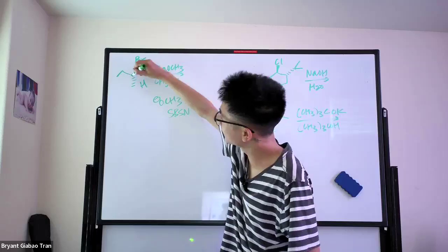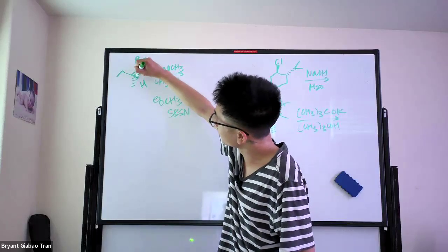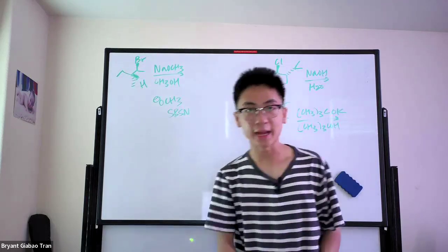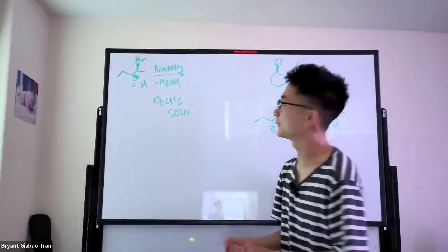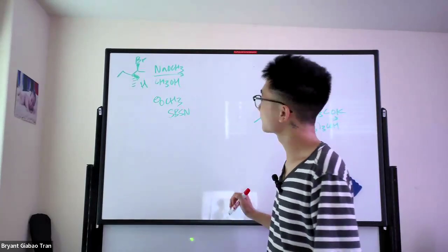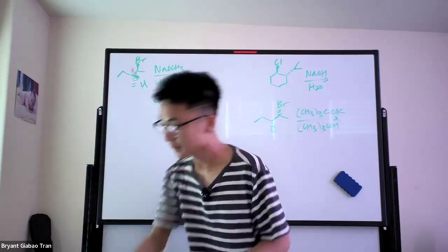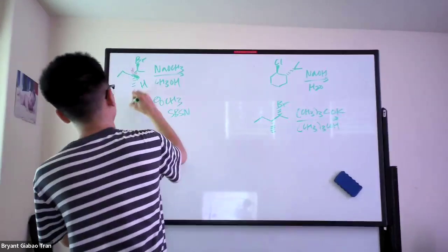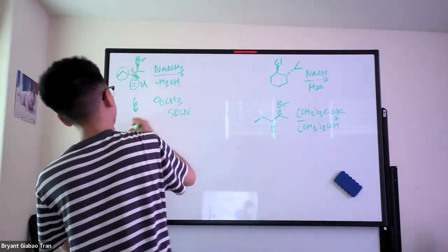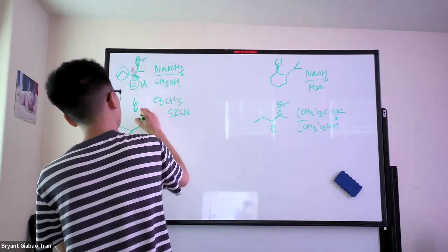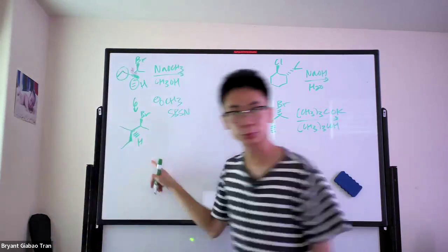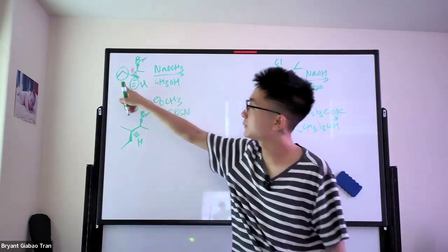A wedge. And for the mechanism of the E2 reaction, it's an anti-periplanar transition state. Is this beta hydrogen anti to the leaving group? No. So what can we do to make it anti to the leaving group? Rotate. Yeah, rotate the sigma bond between them and swap that methyl with the ethyl right there to create this rotated structure here, right?